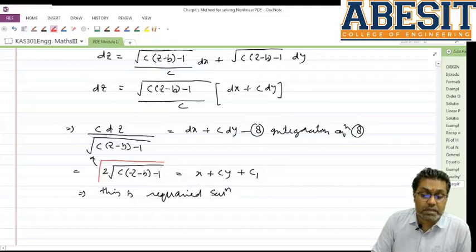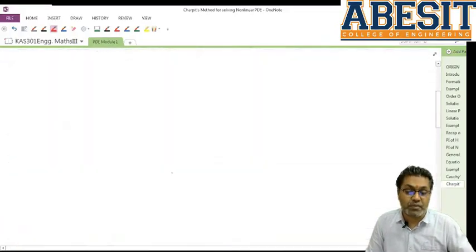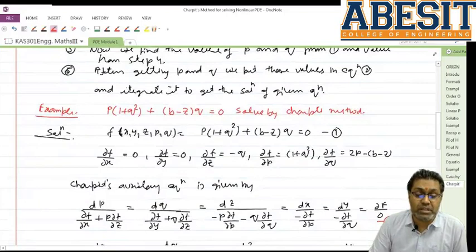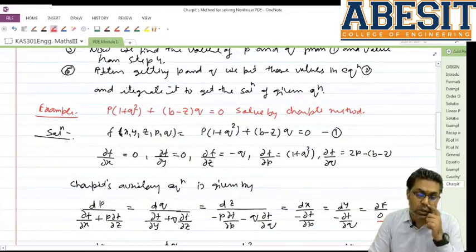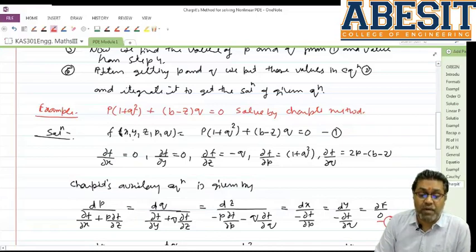एक बार हम फिर से समझ लेते हैं कि हमने इस क्वेश्चन को कैसे किया है, how we solve this question. So let us see. Suppose we have given this equation and we have to solve, this is non-linear equation. Why it is non-linear? Since this is q square, and if you multiply this p, that is p q square. So this is non-linear equation and we have to solve this equation by the help of Charpit method. So we write this equation in this form: f x y z p q is equal to p 1 plus q square plus b minus z is b minus z q is equal to 0.